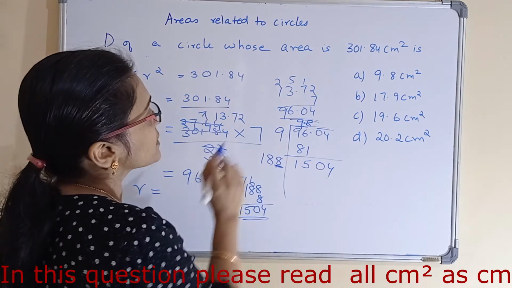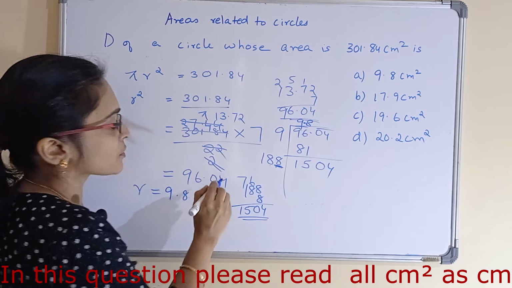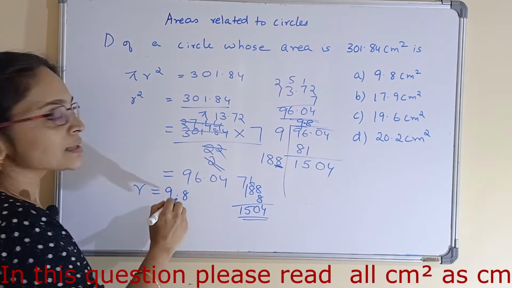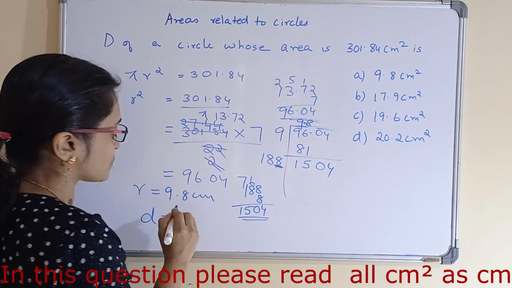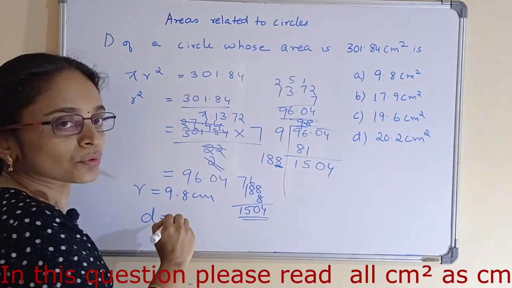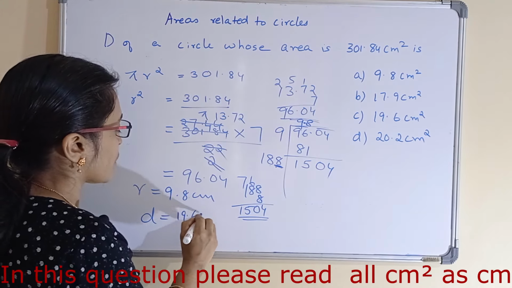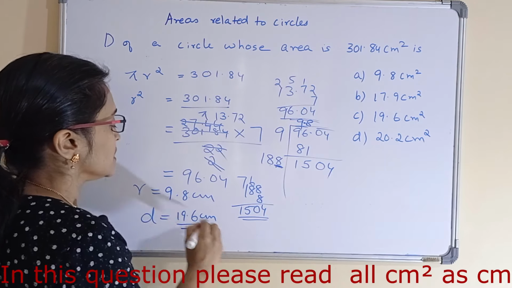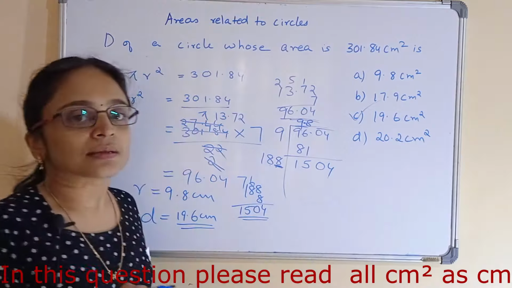So 9.8 is the square root of 96.04. So r is equal to 9.8 centimeter, which means D, the diameter, is equal to 2 into 9.8, that is 19.6 centimeter is the diameter of the circle. So this answer is correct.